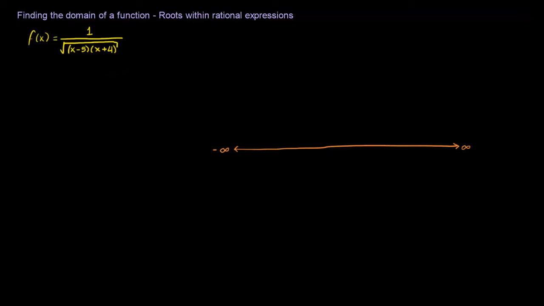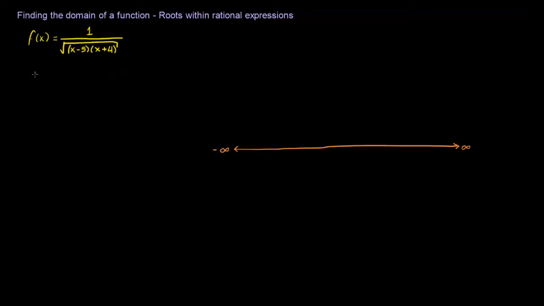This is another example of how to find the domain of a function. In this case, I have this super nice f of x, and I have this even nicer root in the denominator. So the procedure to solve this is pretty similar to the previous roots we have seen. But as this one is in the denominator, there's a bit of change.